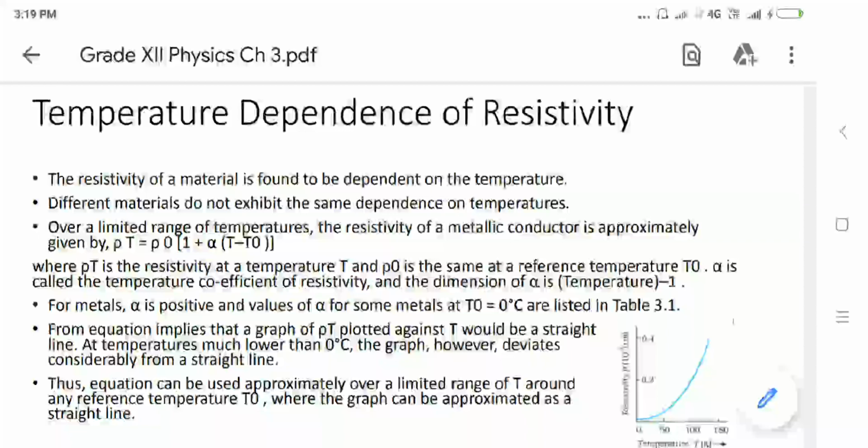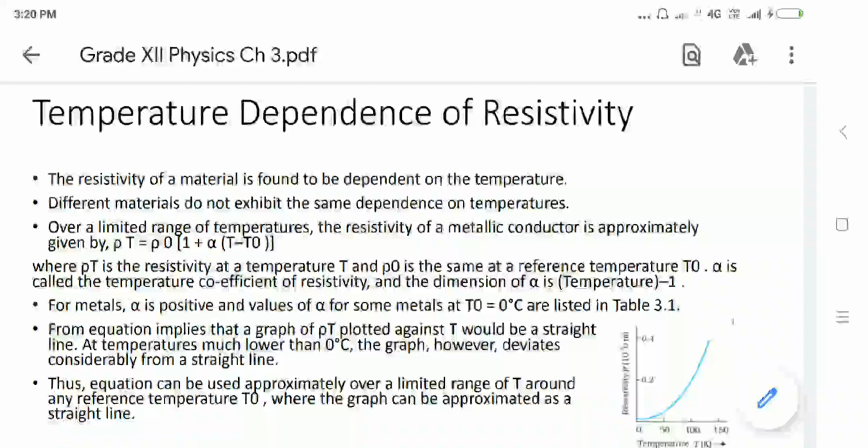For a metal, alpha is positive because the resistivity of the metal increases if the temperature increases. And generally T0 is taken as 0 degrees Celsius. So T0 is 0. According to that, whatever the initial resistivity is, it is considered as rho 0.